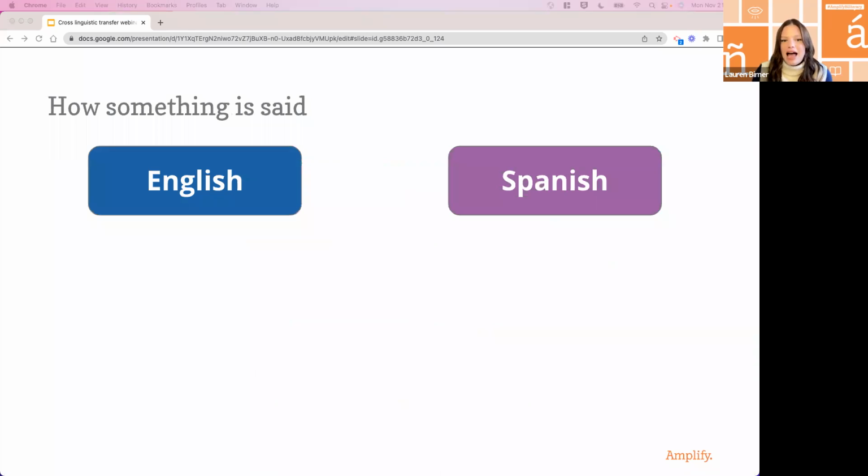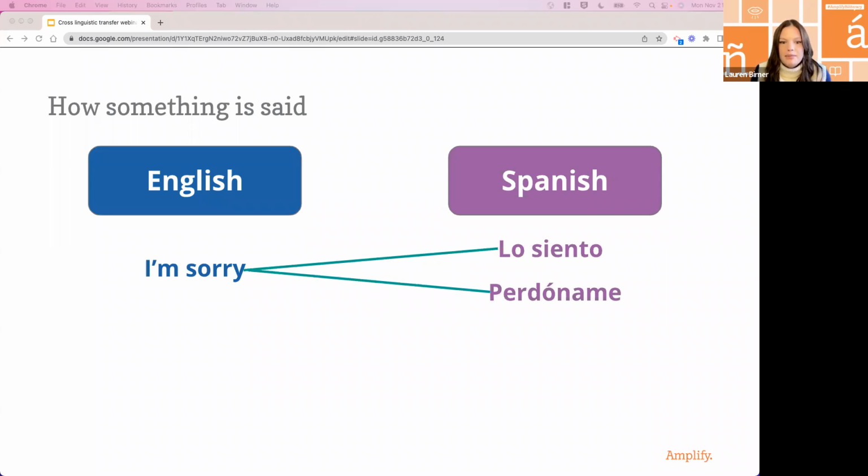So oftentimes how something is said is just as important as what is said when we're thinking about pragmatics in language. For example, in English, I'm sorry is an appropriate way to communicate sorrow or remorse for anything, right? From the death of a loved one to bumping into a stranger on a train. But in Spanish, we reserve lo siento for something particularly grave, like death, and it would be much more appropriate to say perdóname for bumping into someone on the train. So while the sentiment is similar, the shades of meaning are super important here.